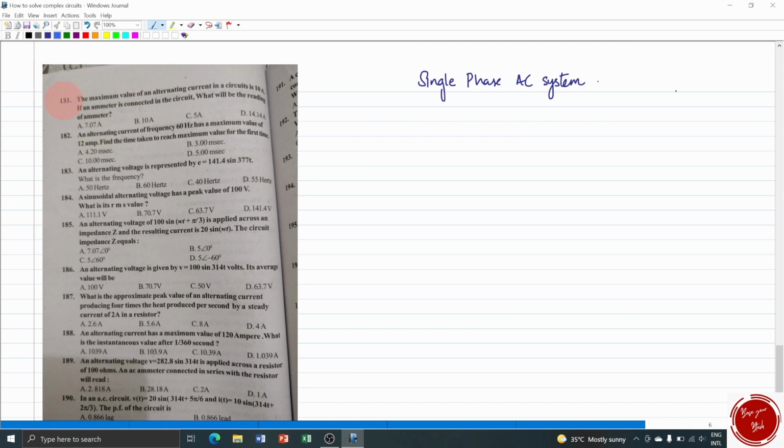So here it comes the first question, number 181. It says the maximum value of an alternating current in a circuit is 10 ampere. If an ammeter is connected in the circuit, what will be the reading of the ammeter?